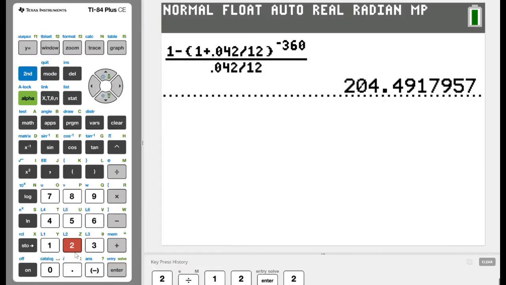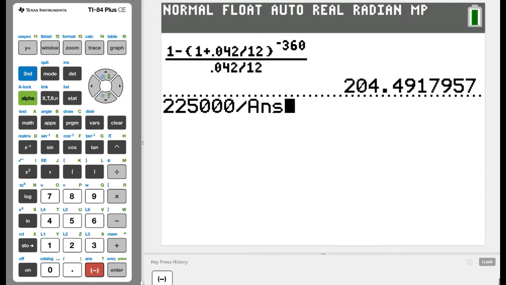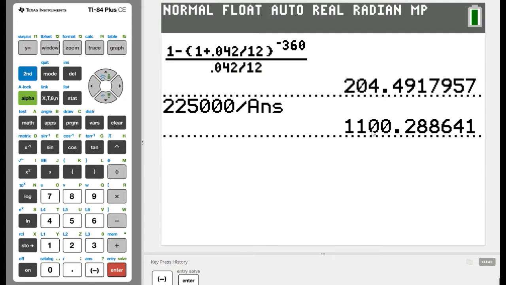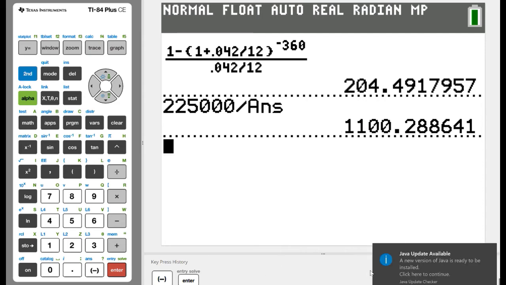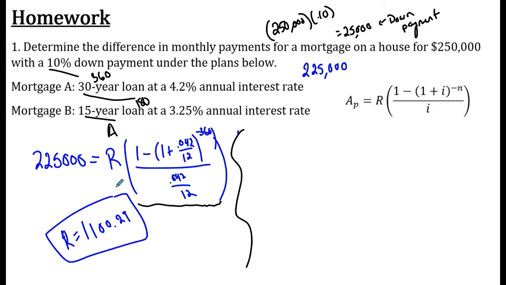So let's do 225,000 divided by second, if you hit negative, there's your little ANS for your answer. The monthly payment would be $1,100, and you cannot forget those 29 cents. So R would equal $1,100.29. That's for mortgage A. That's a 30-year loan at a 4.2% interest rate.